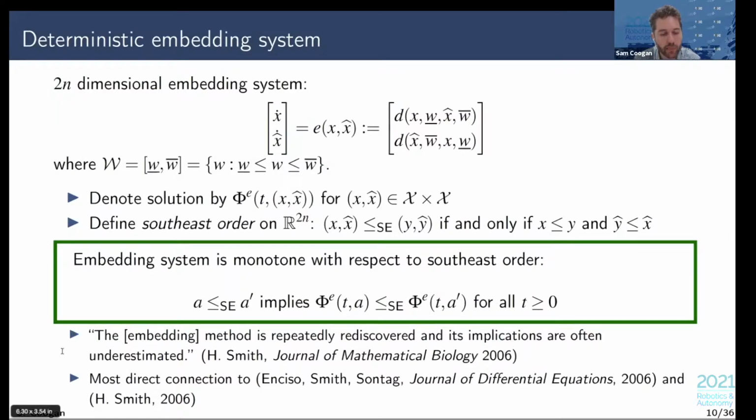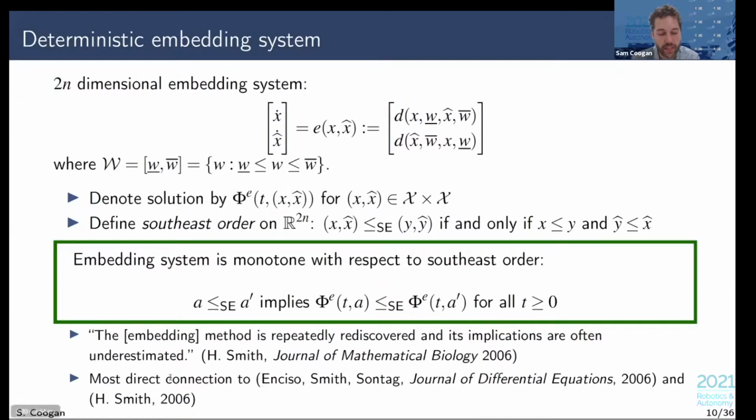I want to highlight a couple of references here for historical note. The first comment I want to make is that I really like this quote from Hal Smith, in a paper from about a decade and a half ago, that this embedding system idea is repeatedly rediscovered and its implications are often underestimated. I think we're finding that even in our current line of research, where this rather innocuous looking construction leads to lots of interesting properties that we can exploit.